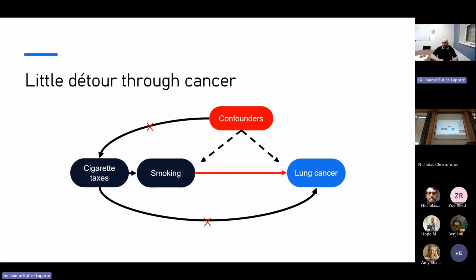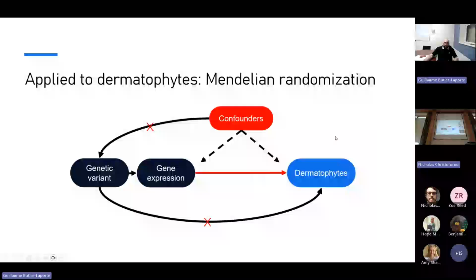So basically, higher cigarette taxes lead to less smoking, which leads to less lung cancer. Therefore, with a bit of math, you can recapitulate that smoking causes lung cancer. This is basically instrumental variable analysis, and this is basically what Mendelian randomization is.